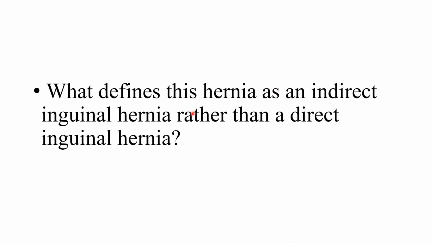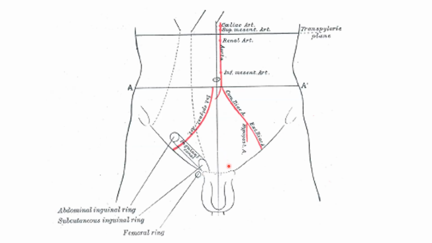The second question is, what defines this hernia as an indirect inguinal hernia rather than a direct inguinal hernia? Now observe this picture. In the clinical condition in the last slide, we have seen a hernial sac which is present from the midinguinal point to the scrotal sac. So we can suspect that it might be an indirect inguinal hernia. For that we can go for imaging as well, but easily we can find out that the hernial sac is present in the entire inguinal canal.